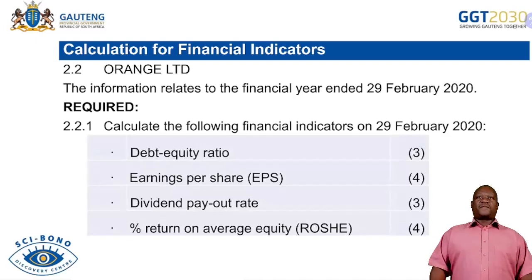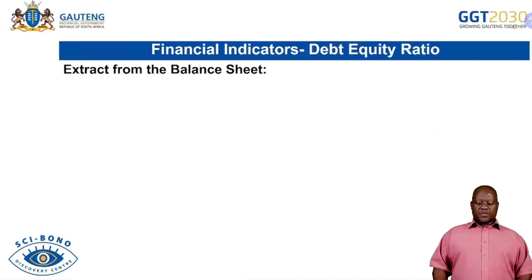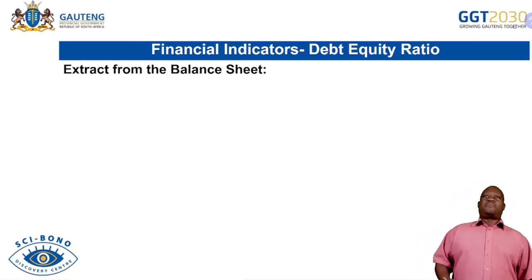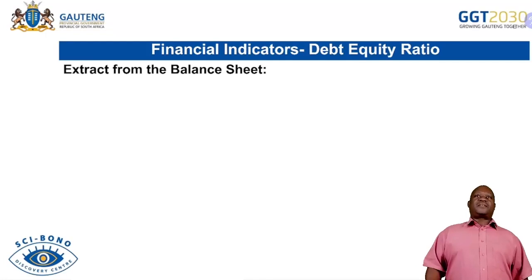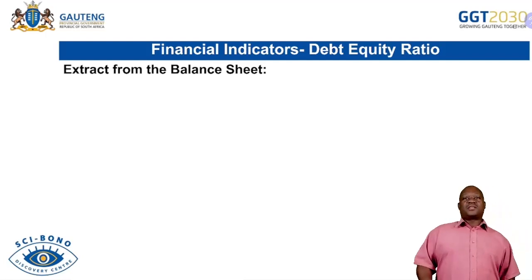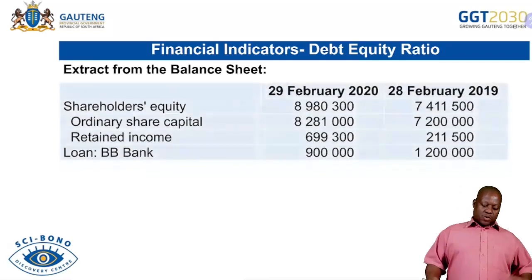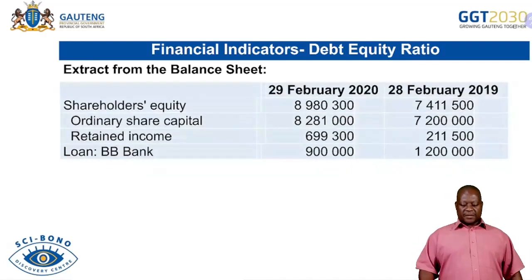So let's check the first one, debt equity ratio. Now, when it comes to the debt equity ratio, remember the information is extracted from our balance sheet. What do we need? Debt, loan, and then shareholders' equity. So we are looking into the non-current liabilities versus shareholders' equity. So our information is like this.